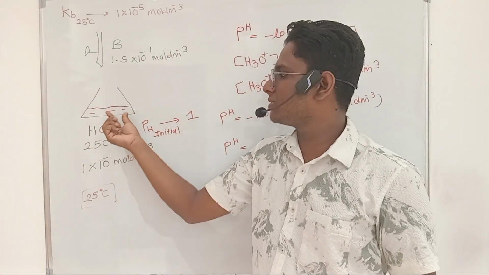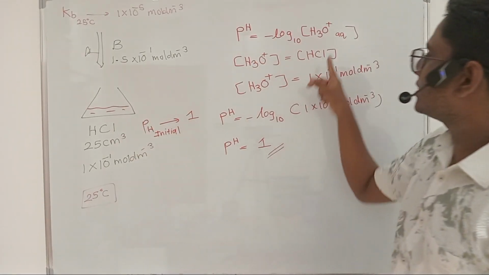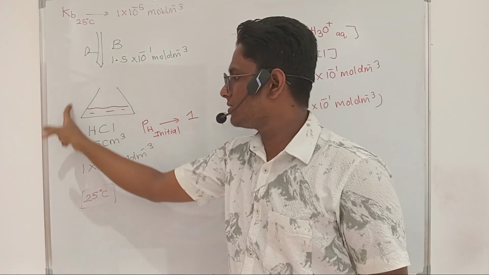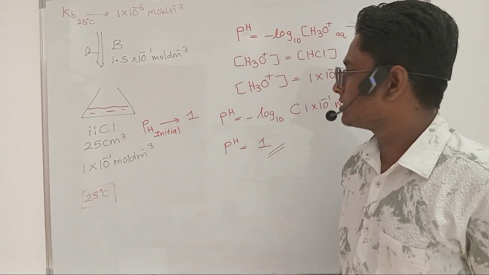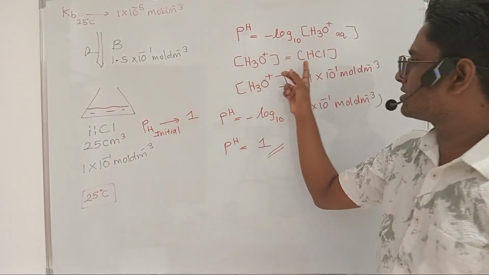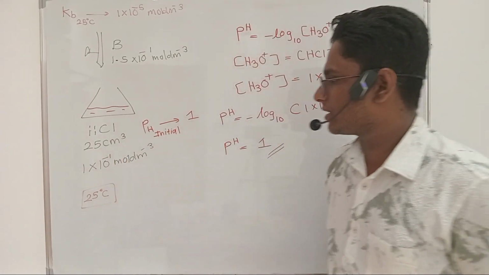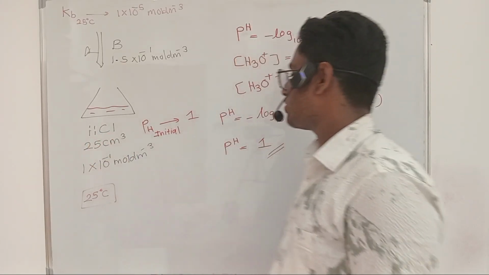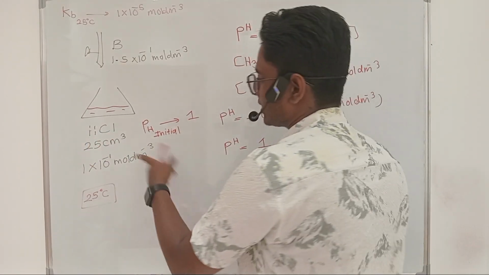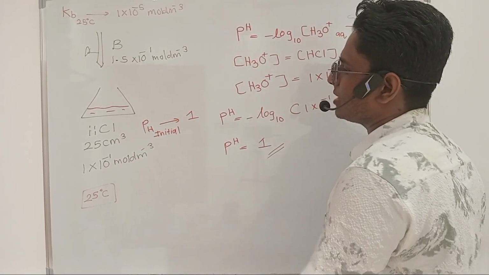Then they're asking the initial pH before the addition of weak base. What is the pH inside this solution? That is the question they have asked. So how can you find it? You should know the concentration of H3O⁺ inside this titration flask. The concentration of H3O⁺ is equal to the concentration of HCl, because this is a strong acid and it completely ionizes. One HCl will be providing one H3O⁺, because the ratio is 1 to 1. So the concentration of HCl will be the same as the concentration of H3O⁺ provided by HCl.